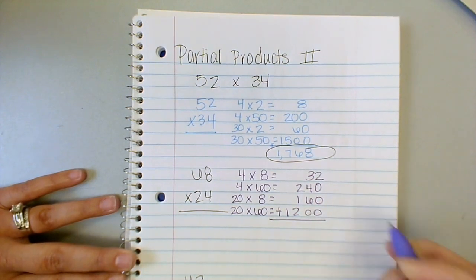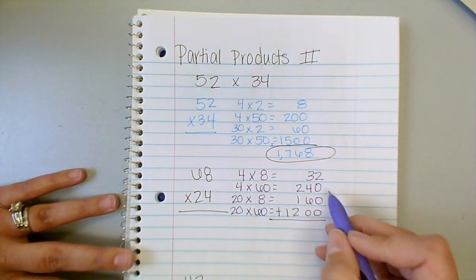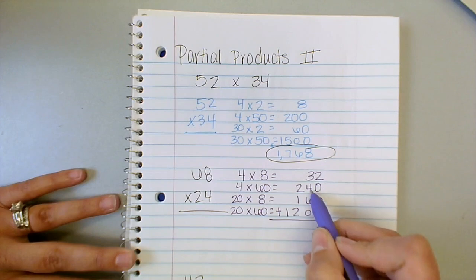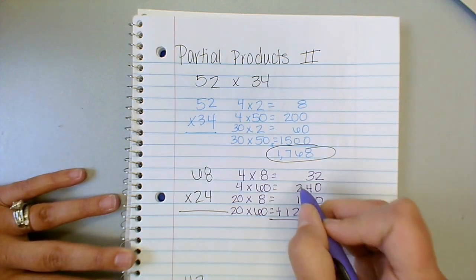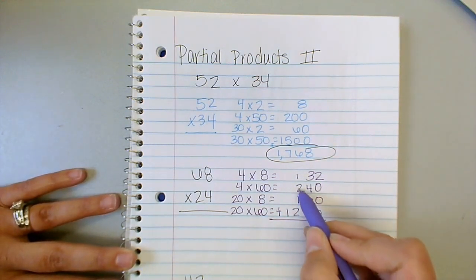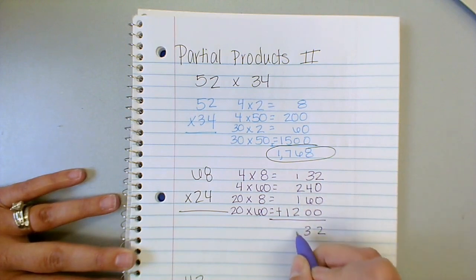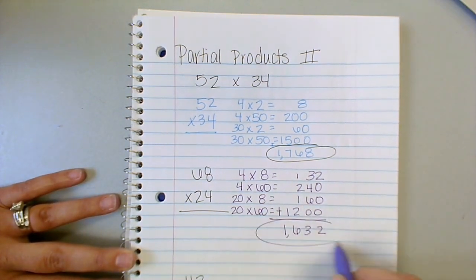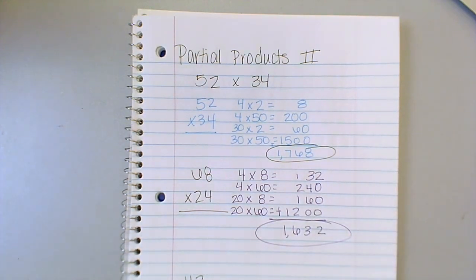Our final step then is to add all the partial products together. So we have 2, that's 10, 13, carry our 1, regroup. 2 plus 2 is 4, and that's 6, 1,000. So 1,032. 1,632, excuse me.